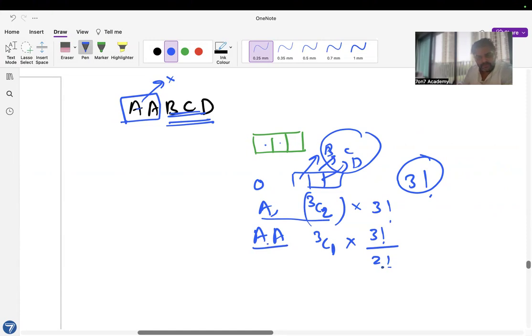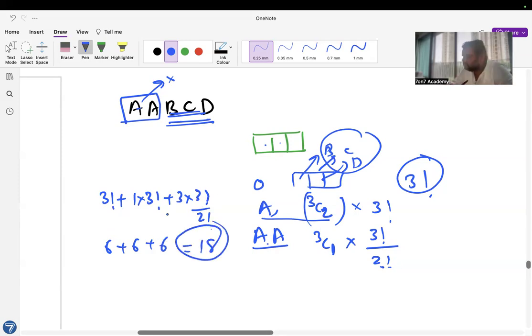Agree? Yeah. So if you try to write this in the proper formal way, then first is 3 factorial, second is 3C1 into 3 factorial, plus this is 3 into 3 factorial divided by 2 factorial. Understand? Yes, sir. So this one is 6, this one is 6, this one is 6 again. 18 ways. Understand? Yes. These kinds of questions are also there.